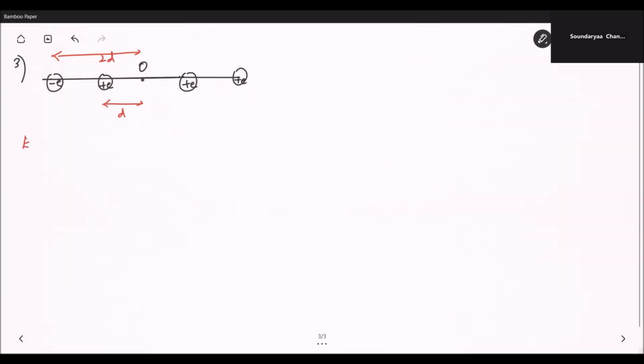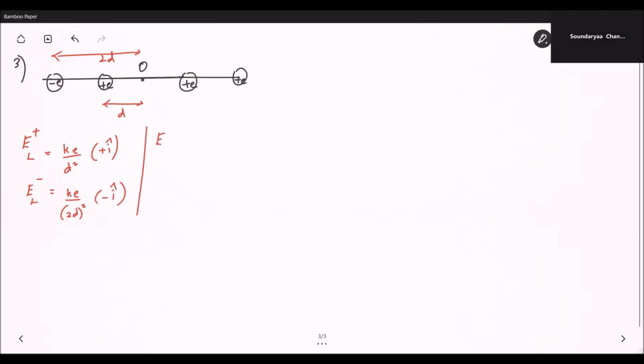Let's calculate. The electric field at the center O due to the positive charge present on the left side is Ke by d square into plus i cap, since the direction of the electric field is outward. And then there is also a negative charge on the left side, so due to that, the electric field at the center O is Ke by 2d the whole square into minus i cap, because the direction of the electric field is radially inward for a negative charge.